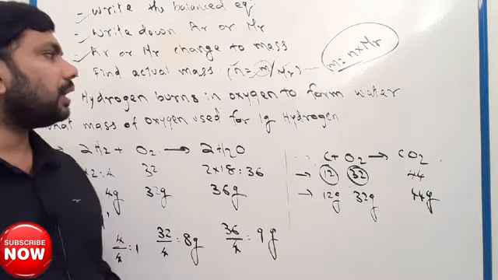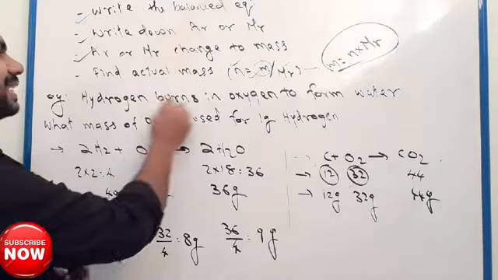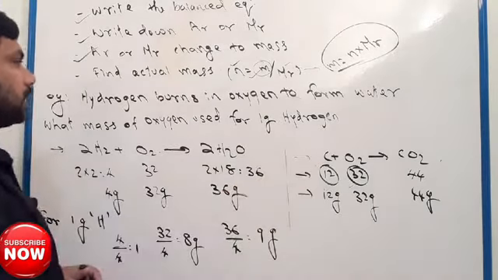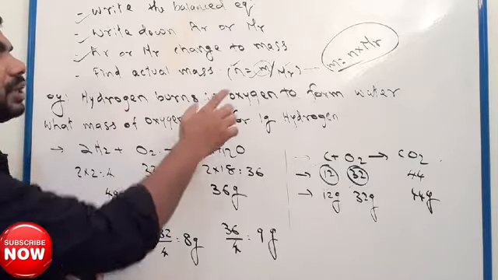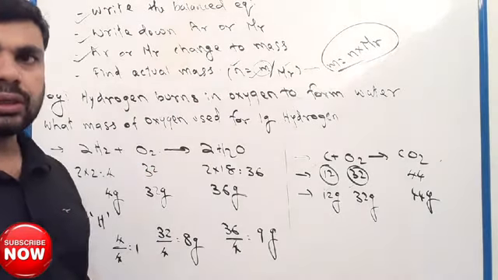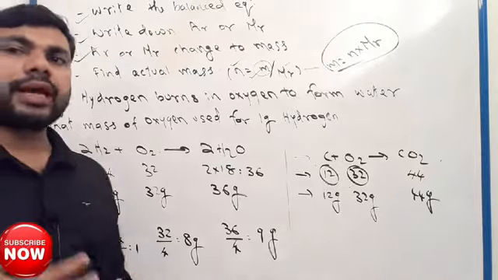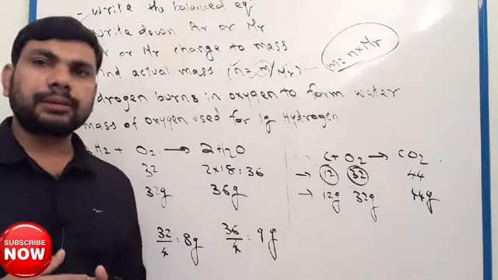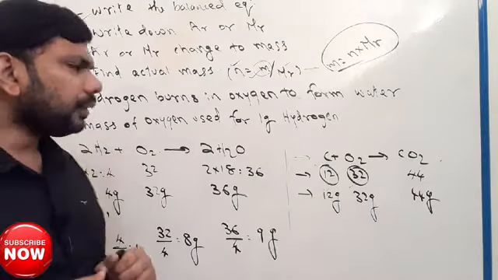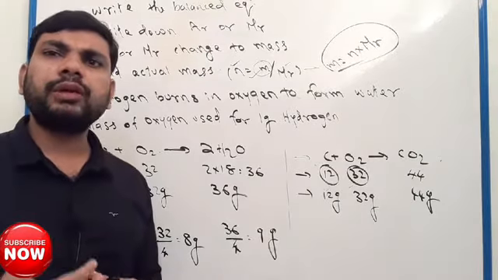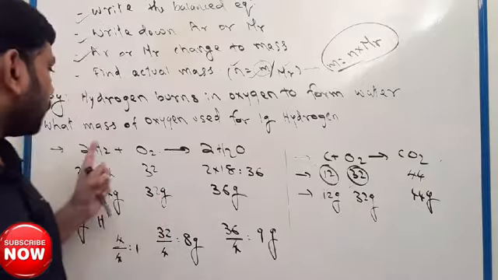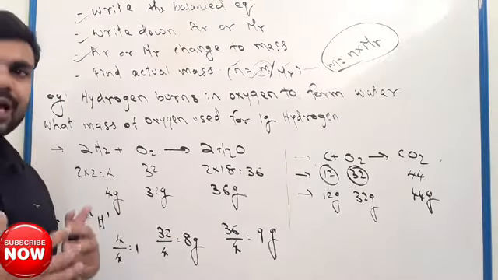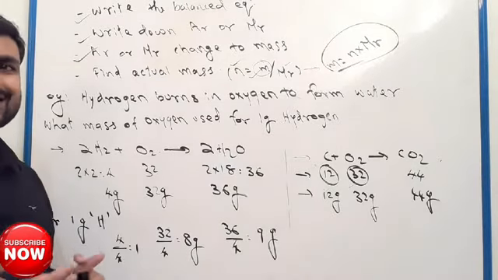So using this statement, we first have to write the balanced equation. Hydrogen burns in oxygen to form water. So hydrogen reacts with oxygen, forming water. So what is the equation? 2H2 plus O2 giving 2H2O. This is the balanced equation. What is the next step?